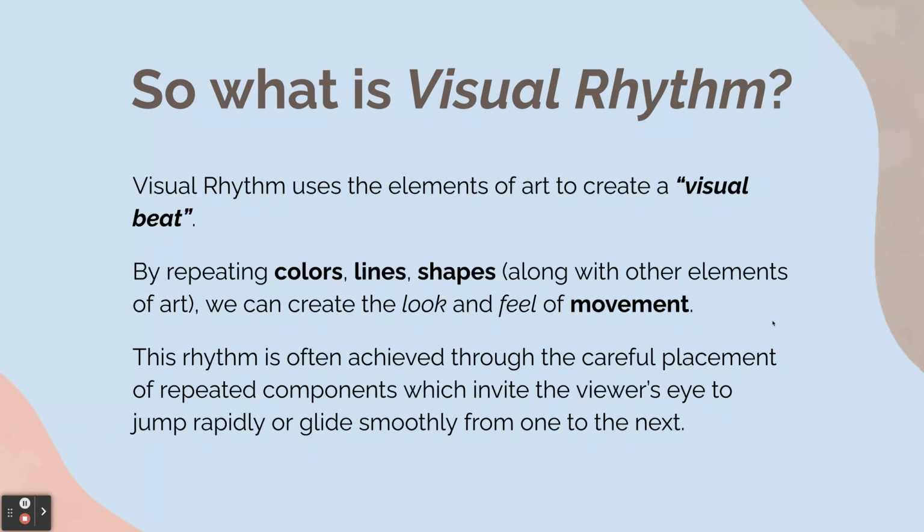When we're talking about visual rhythm, another way to refer to it is a visual beat. By repeating colors, lines, and shapes along with other elements of art, we can create that look and feel of movement. This rhythm is often achieved through the careful placement of repeated components, which invite the viewer's eye to jump rapidly or glide smoothly from one to the next. So again, instead of beats in music, it's colors, lines, and shapes. You're repeating those elements to create that visual rhythm.